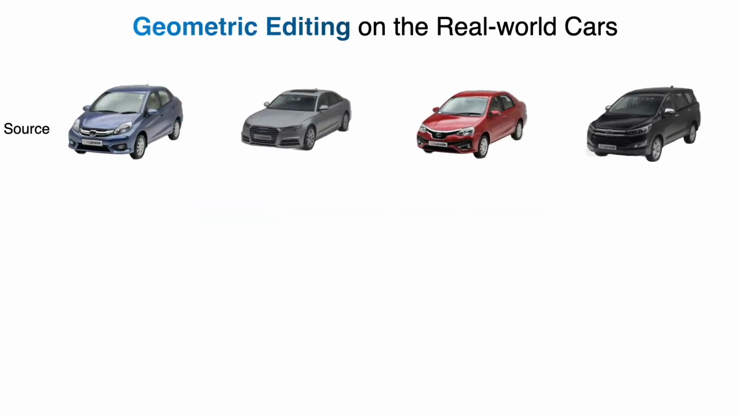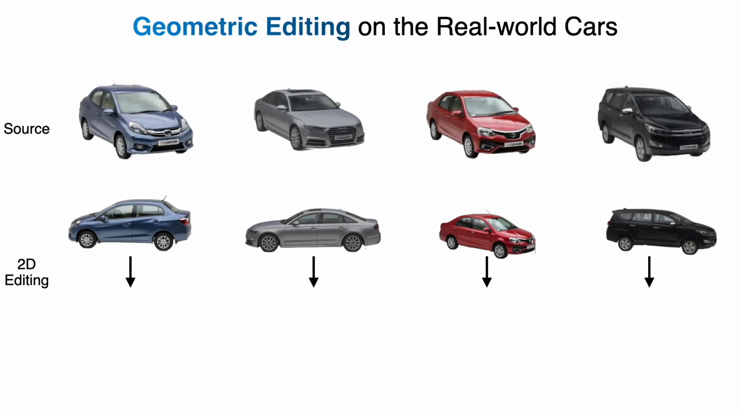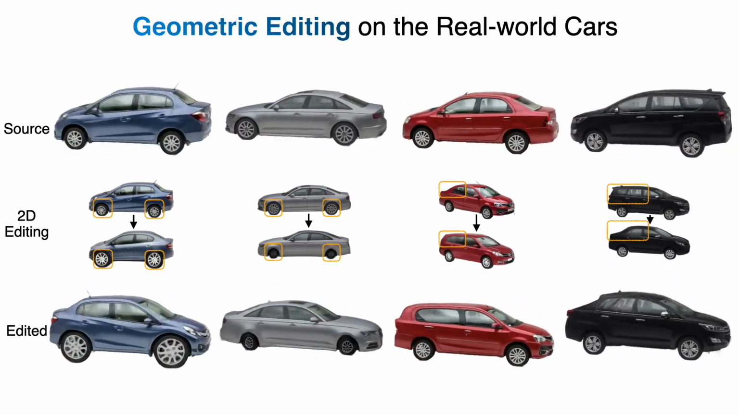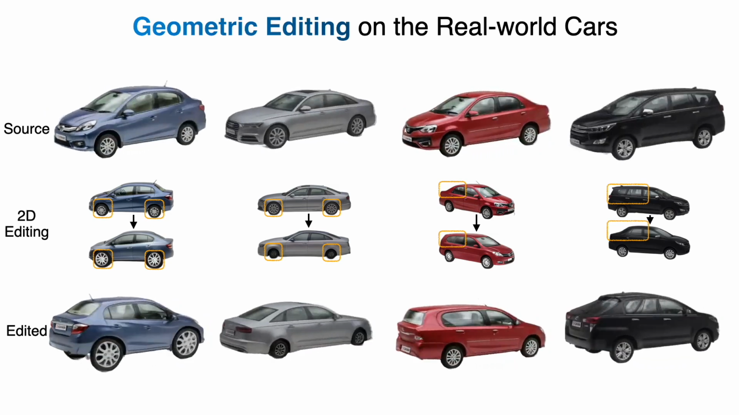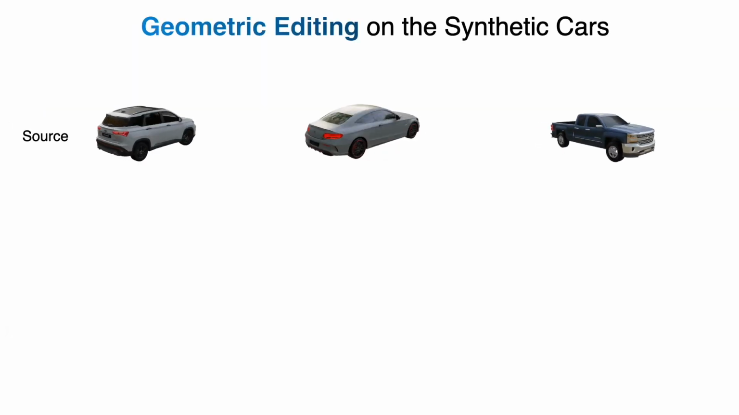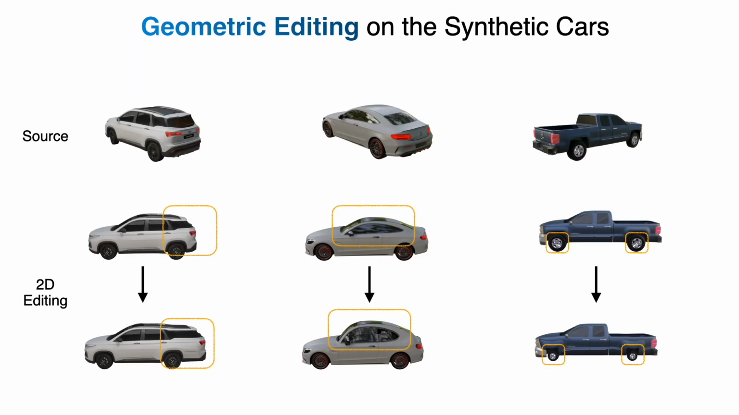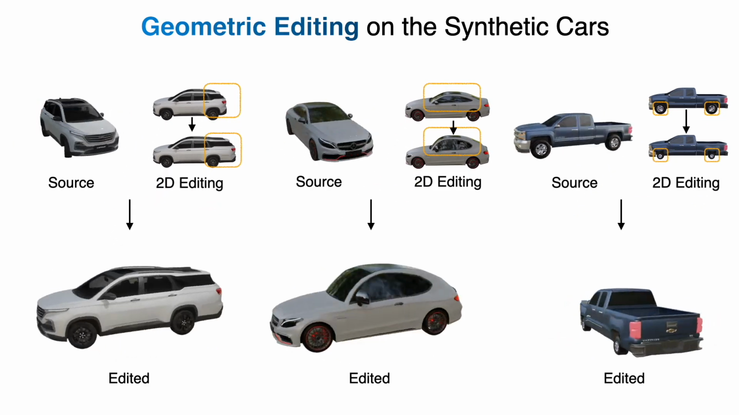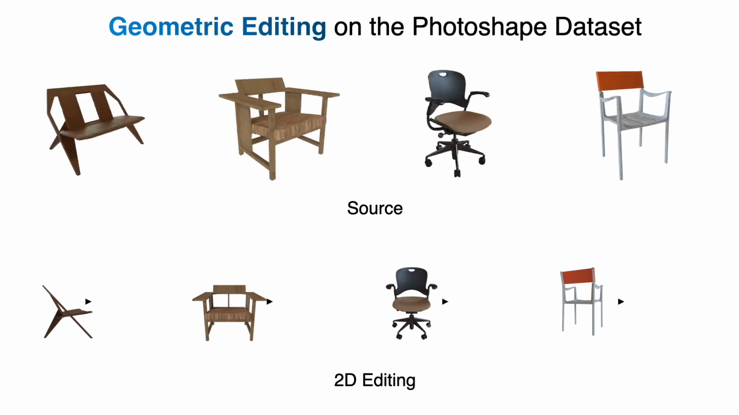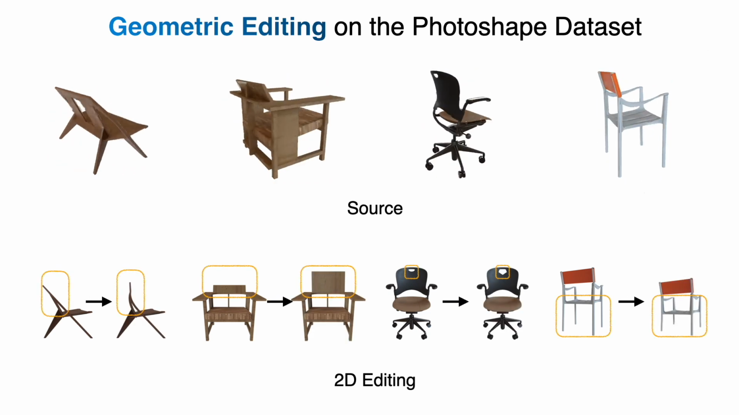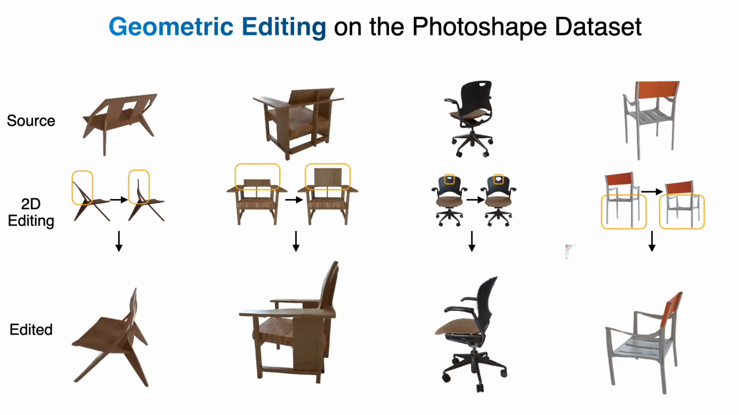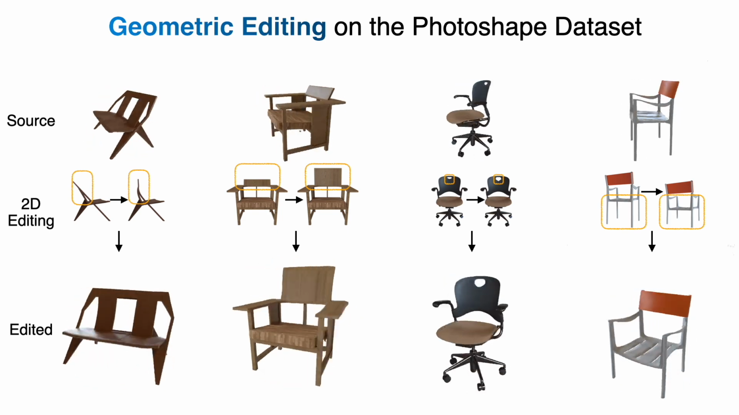Now, we will show editing examples of our method. We first perform geometric editing on real-world cars by enlarging or shrinking their tires and backs. As you can see, the edited cars can be rendered consistently on novel views. Here are other editing examples on the synthetic cars, where the car's body and tires can be effortlessly edited from a single perspective. Here are the geometric editing examples on the photo shape dataset, where the chairs are either bent or stretched locally, and our method can transfer such editing effect to the NeRF's geometry.